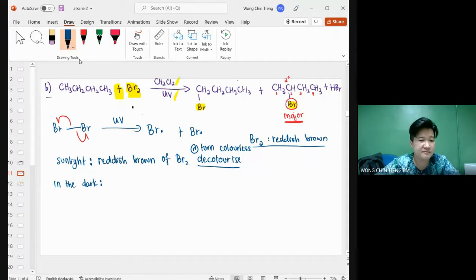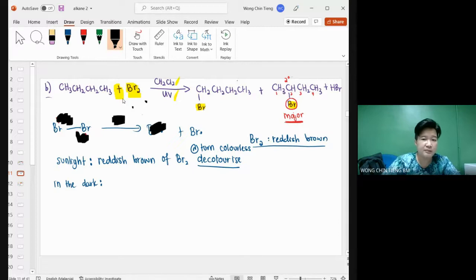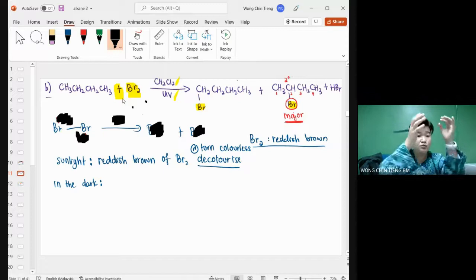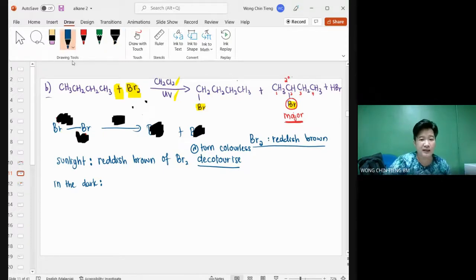Okay? And that is in the sunlight. What happens if you are in the dark? In the dark, there is no UV, so this reaction does not happen. When this reaction does not happen, there are no free radicals at all. So I have Br2 and my Br2 remains. Right? My Br2 remains. So what happened to the color? Reddish brown of bromine, of Br2, remains unchanged.